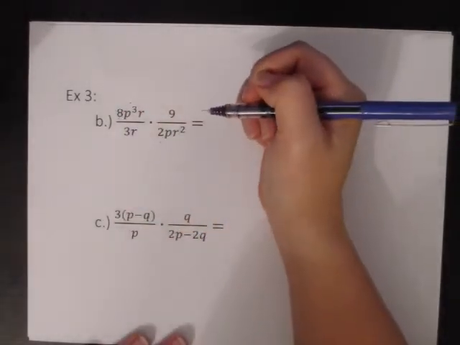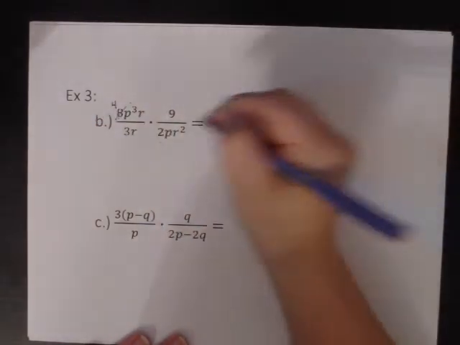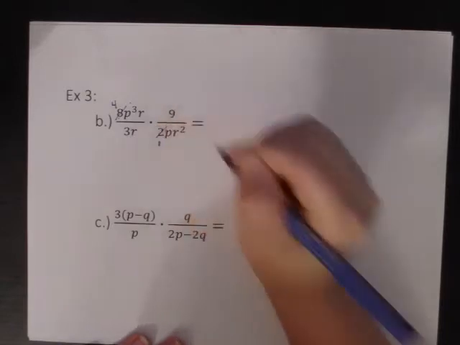What goes into 8 and 2? 2. So 8 divided by 2 is going to leave me with 4, and 2 divided by 2 is going to leave me with 1.